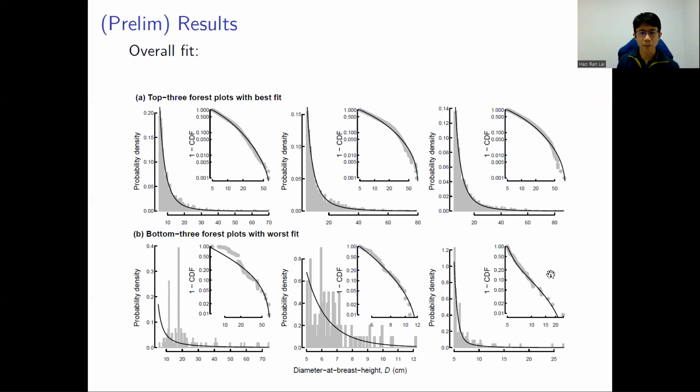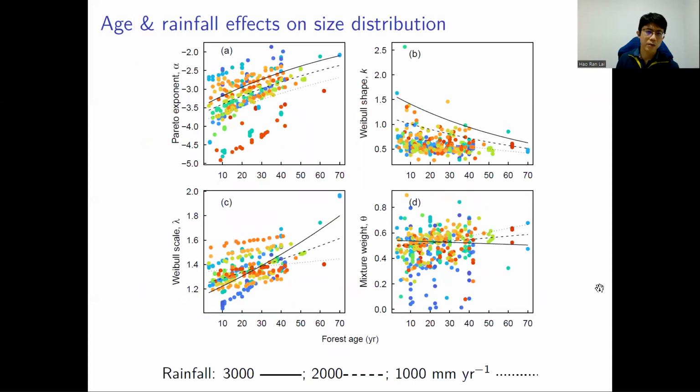So all good on the top, but on the bottom, we see that even though sometimes the cumulative distribution functions show an acceptable fit, the probability density function, which the maximum likelihood algorithm is trying to maximize, reveals some overestimation or underestimation. Anyway, if we move on to the effects, here each panel is a parameter from the mixture distribution, and they are plotted against forest age, also affected by rainfall. We chose 3 rainfall regimes here, 3000, 2000, and 1000.